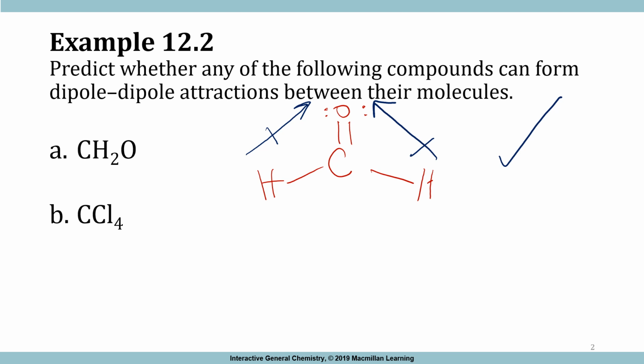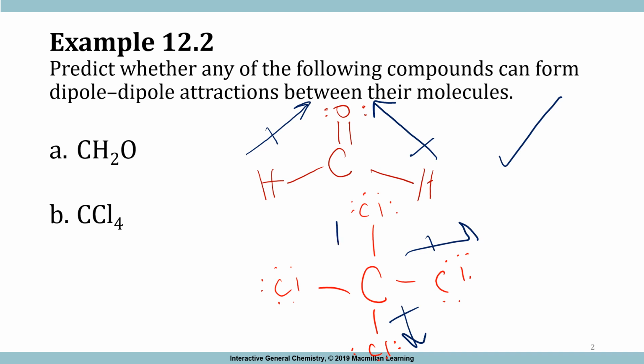Next, CCl4. If I was to draw this, it would look something like this. And don't forget the lone pairs, because that will definitely tell us polarity. These chlorines are very electronegative because of all of the lone pairs, but it's very symmetrical. Each of those chlorines is pulling in one way, but they're getting pulled in the exact same direction all over. So this is very symmetrical. So technically this would not have dipole-dipole attractions between their molecules because of the symmetry.